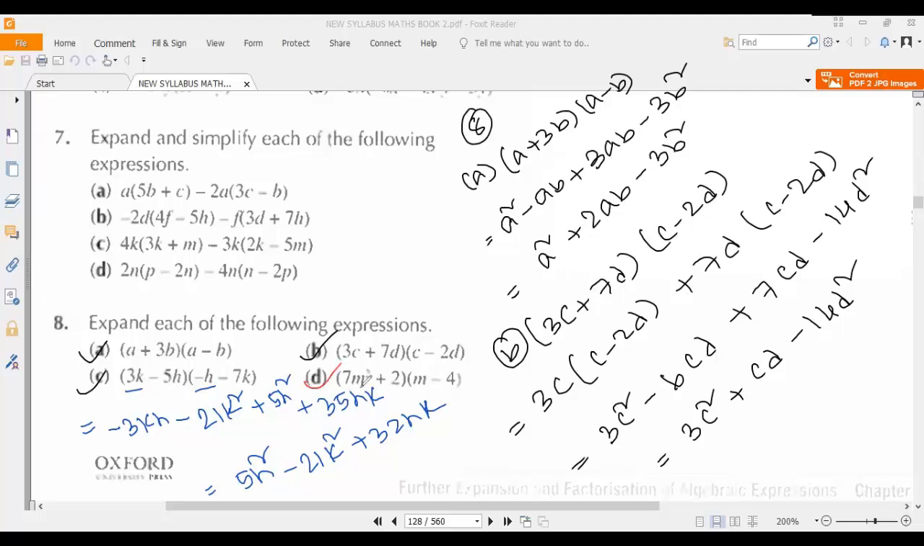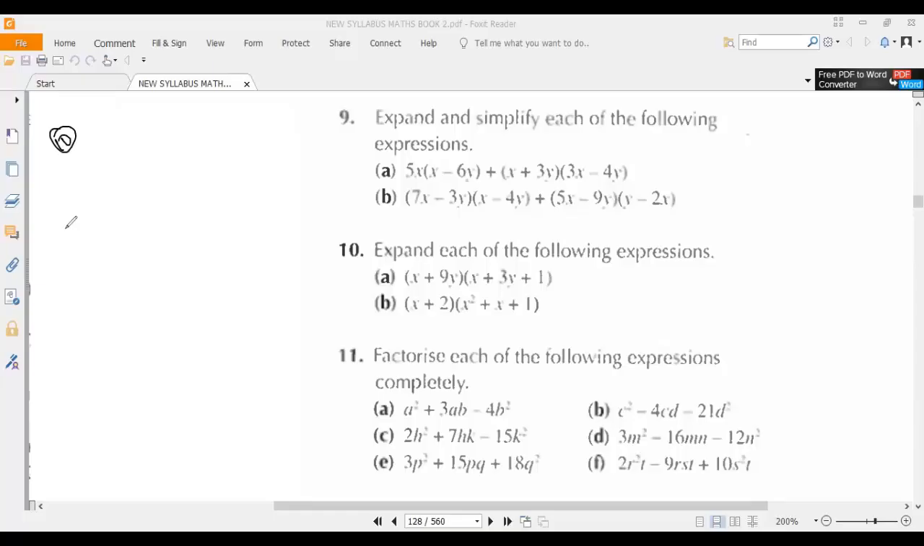Now number D says 7m square into m. So we can write it here. 7m square into m will be 7m cube, minus 7 fours are 28m square, plus 2 into m, 2m, plus 2 into minus 4, minus 8. Question number 10 says expand each of the following expressions.